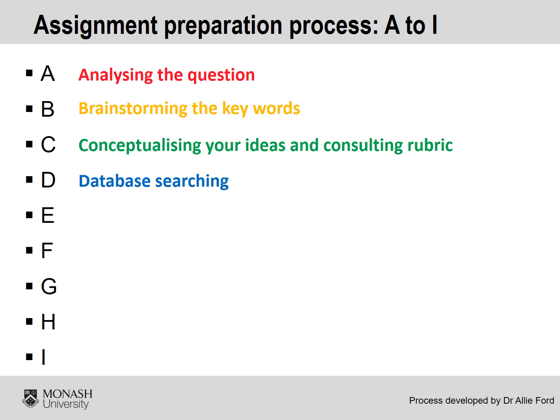This can take quite a bit of time as you often have to search through many records until you find a sufficient number of articles to get a comprehensive understanding of a topic. As a general guideline, you need between 7 and 10 references for every 1,000 words in your assignment. After you have found these articles, you need to read them effectively and take good quality notes.